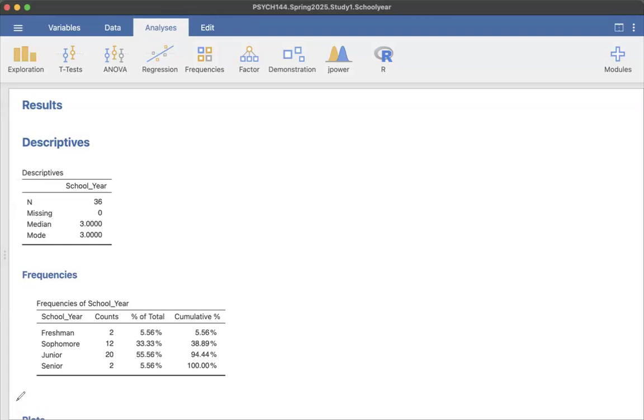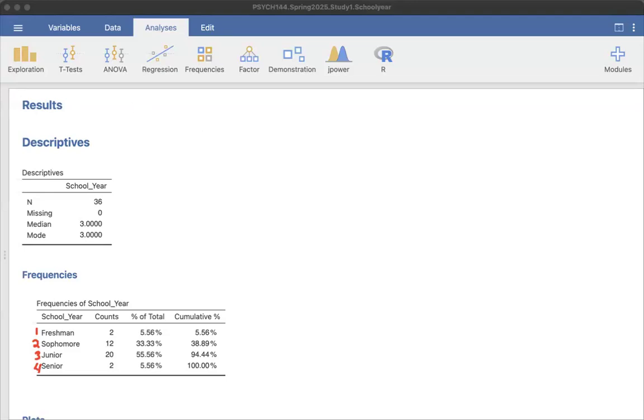Just as a note, if you're following along with the handout from class, we had assigned numbers in Jamovi to different school year levels. So we had one for freshmen, two for sophomore, three for junior, and four for senior.